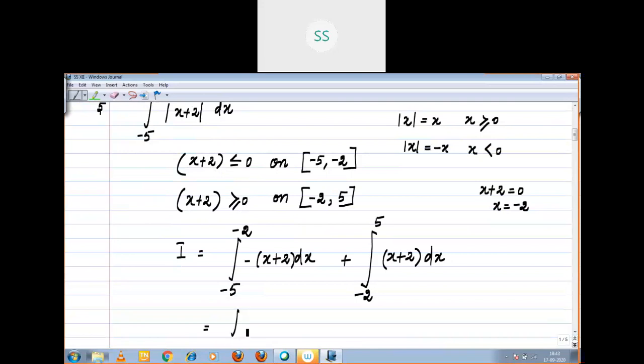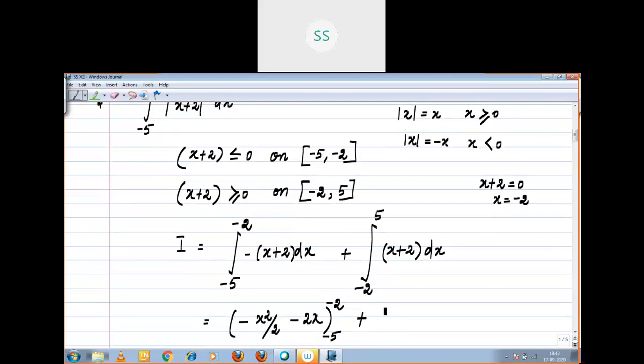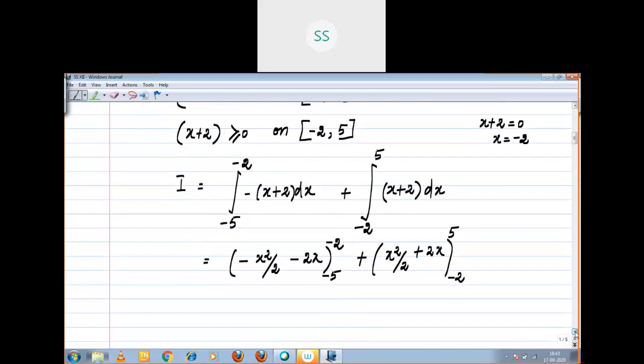Now, you can integrate easily, right? Minus x square by 2 minus 2x, then lower limit, upper limit, plus, then, sorry children, x square by 2 plus 2x from minus 2 to 5.